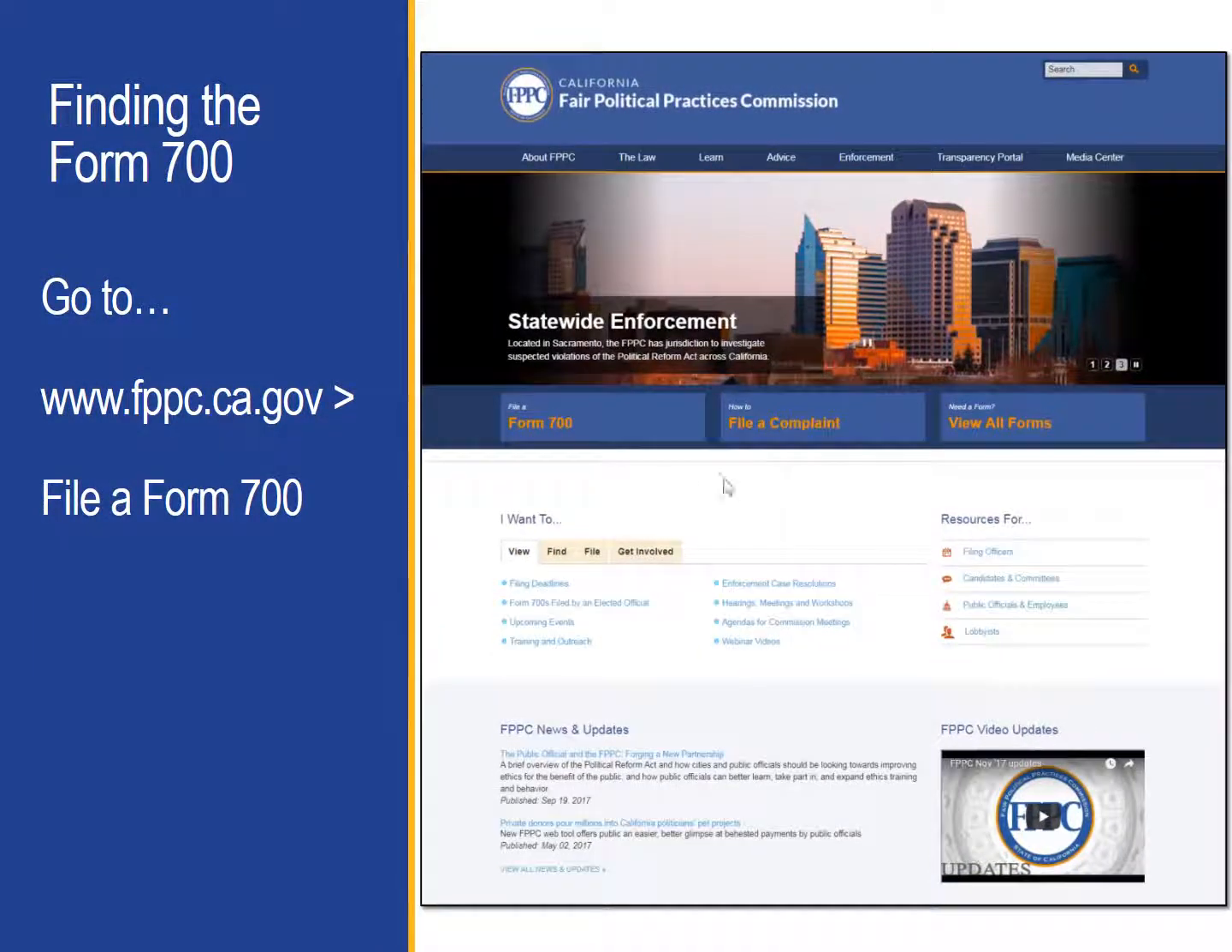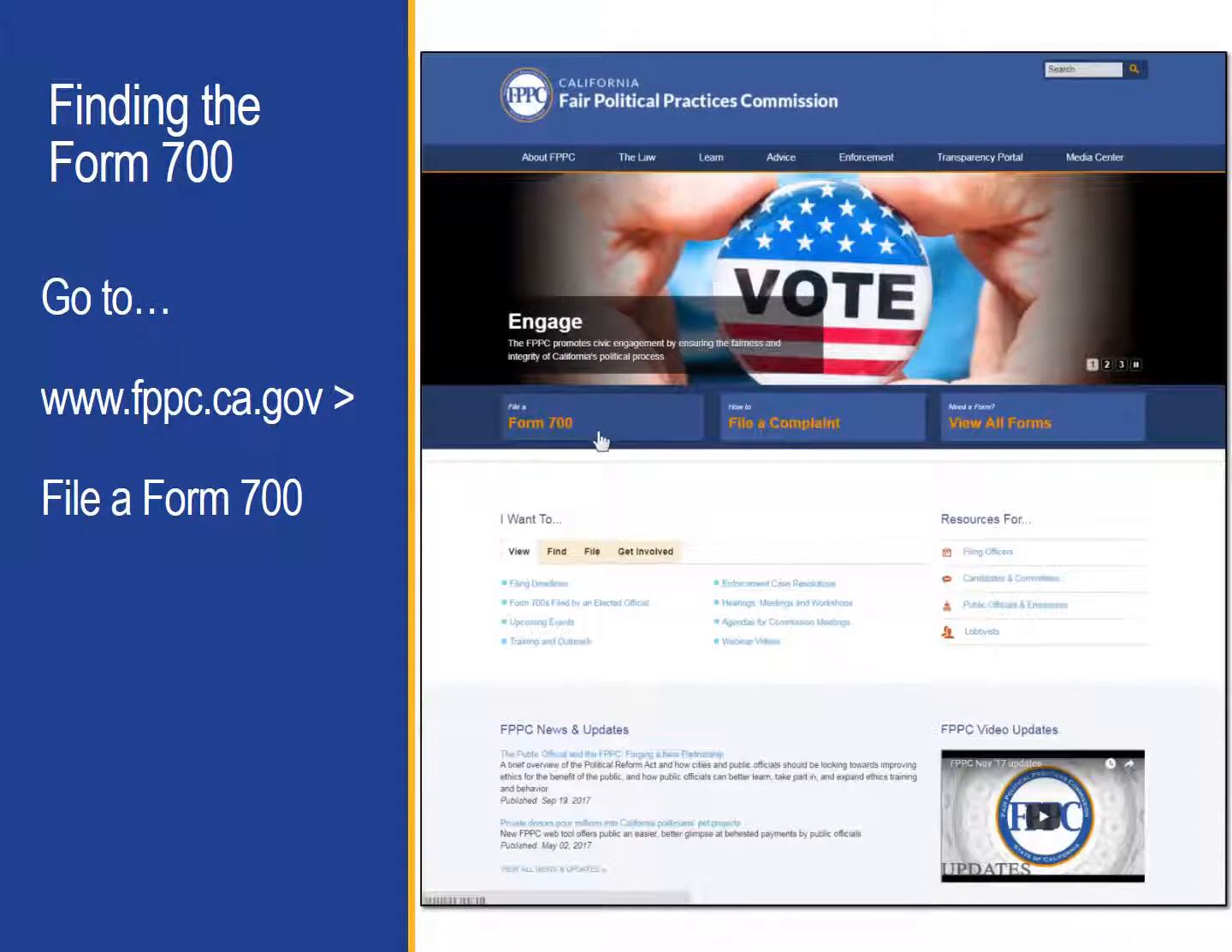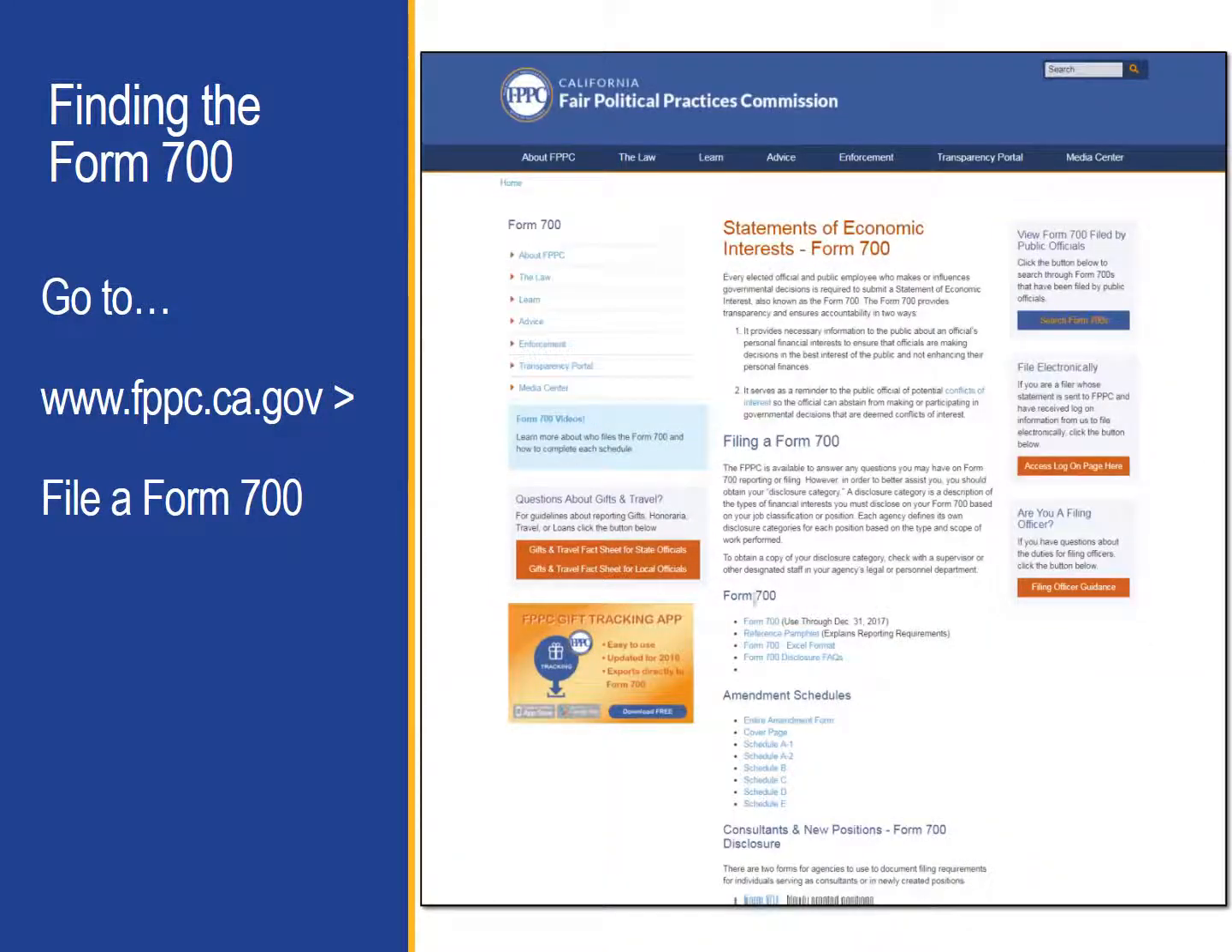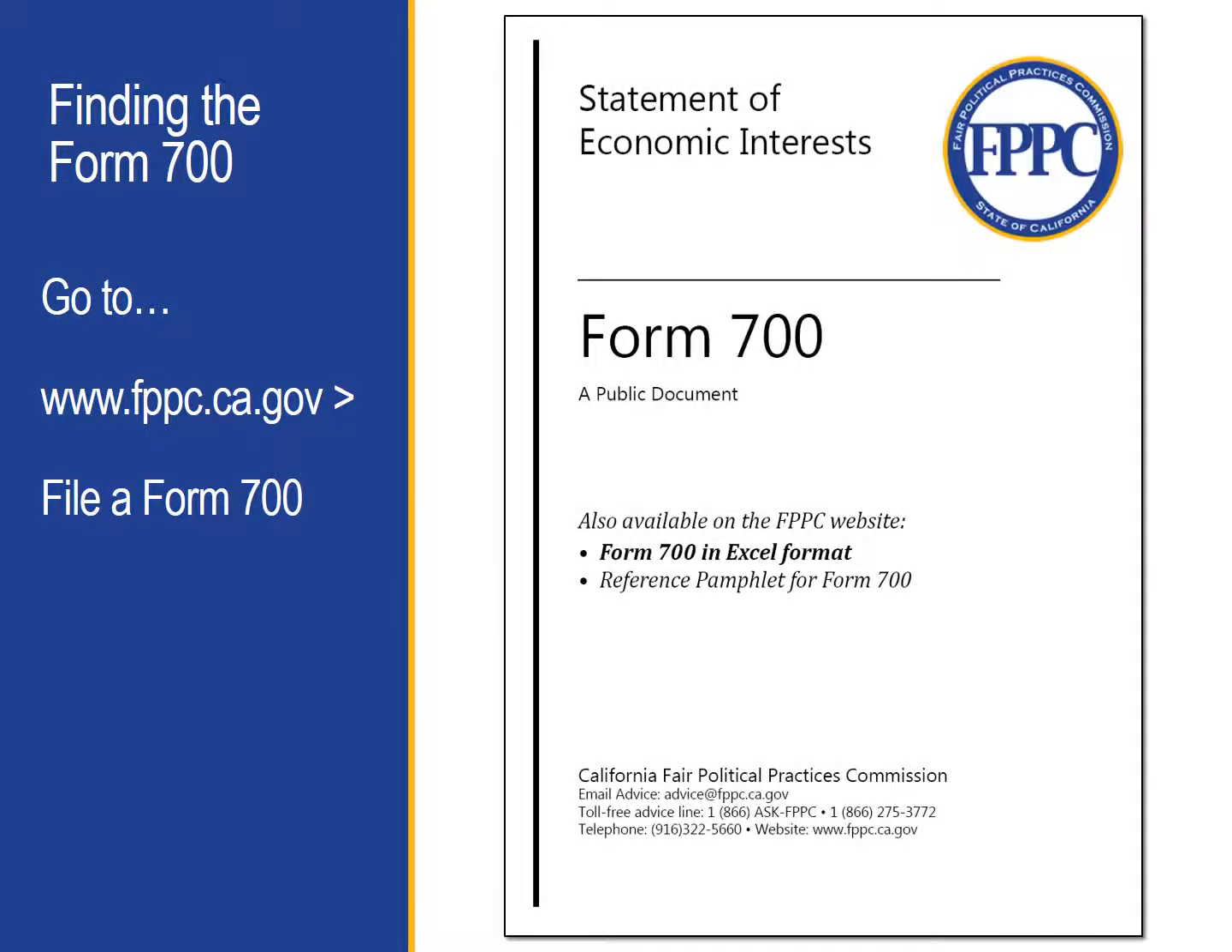To get to the Form 700 page on our website, start at our homepage and click on the box that says File a Form 700. The page that opens not only has a link to the form, but to other resources that we will be discussing during this module. Supplemental materials such as the reference pamphlet, the Excel form, the gift and travel fact sheet, and amendment schedules can be very helpful to you when completing your statement.